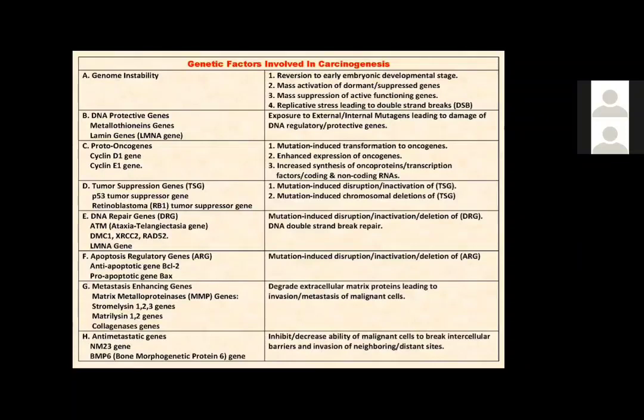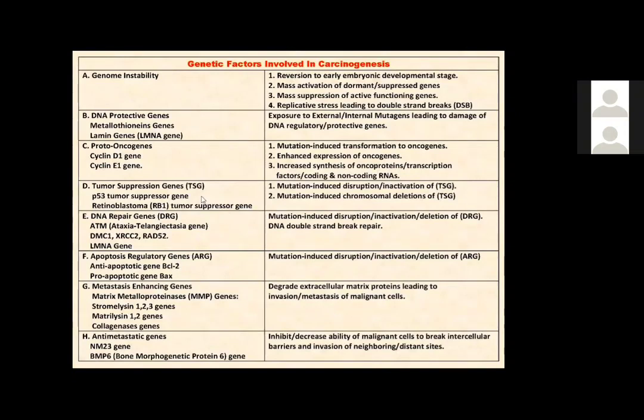And when mutation affects these proto-oncogenes, they can either be disrupted and get out of order, or they may be transformed to oncogenes. Once a proto-oncogene is transformed to an oncogene, what can happen? We get enhanced expression of the oncogene products, increased synthesis of the oncoproteins, transcription factors, coding and non-coding RNA. All these factors are essential for malignant transformation.